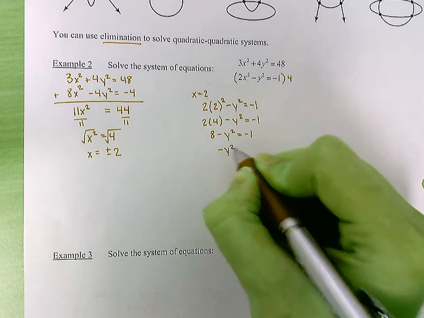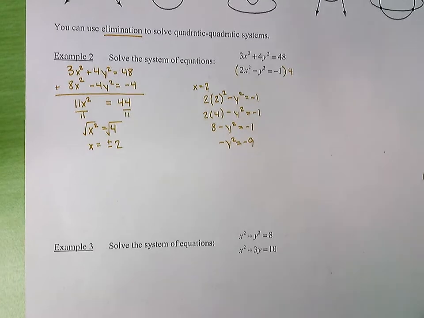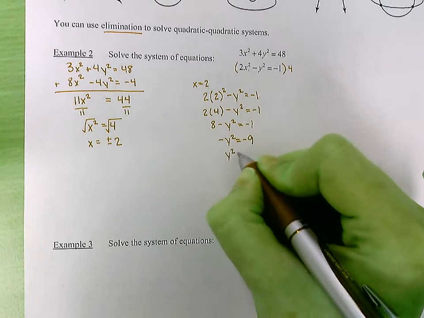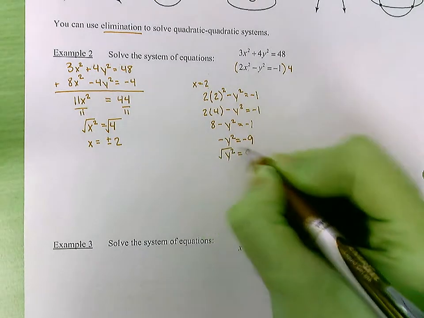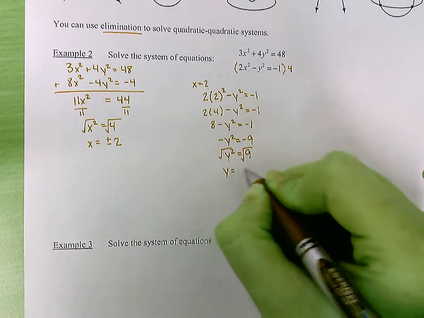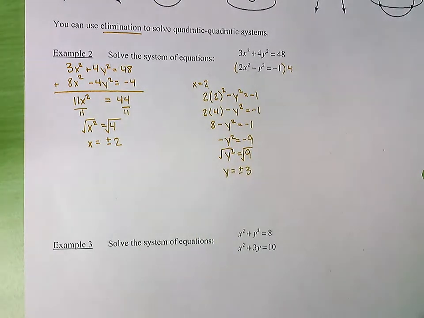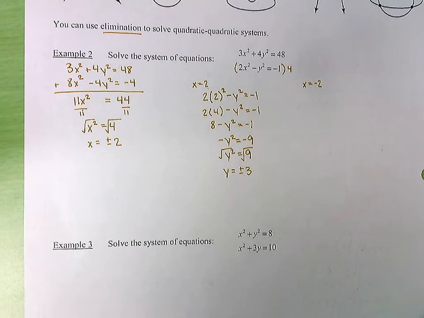Subtract 8, divide both sides by -1, so we'll end up with y squared equals 9. Take the square root of both sides. You'll end up with y is equal to plus or minus 3. So whenever you take the square root of both sides like that, it is plus or minus. What was my other solution for x? -2. So I have to plug in -2 as well.